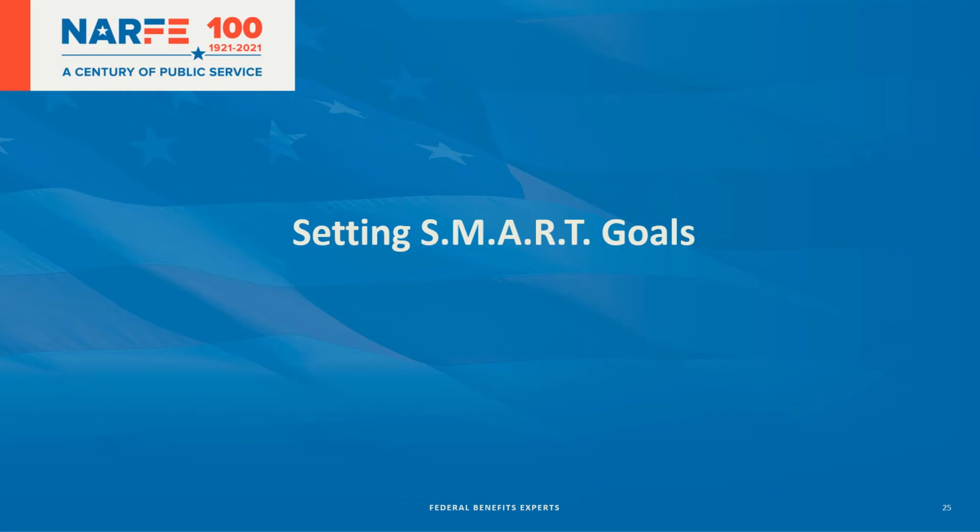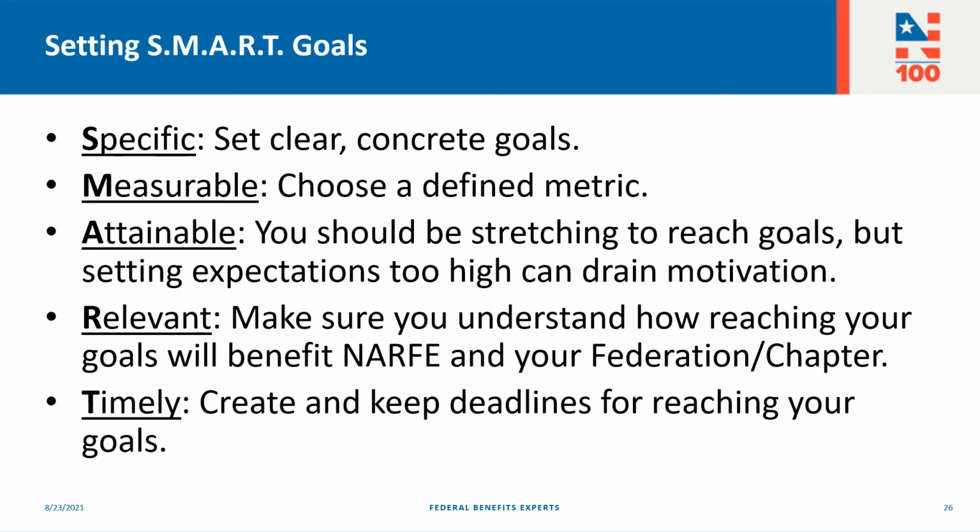Now we'll talk a little bit about the SMART goal framework for social media. When setting goals for your social media campaigns, it's important to remember that each should be specific, measurable, attainable, relevant, and timely. As an example, let's say that you want to increase the number of followers you have on any social media platform. To make that goal specific, you should choose a number, such as 15 new followers. This goal is measurable, as your follower count is a defined metric.